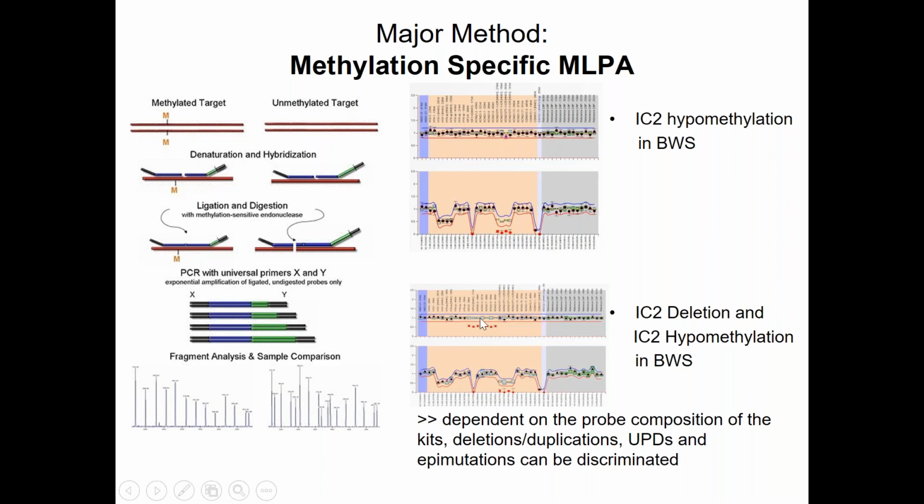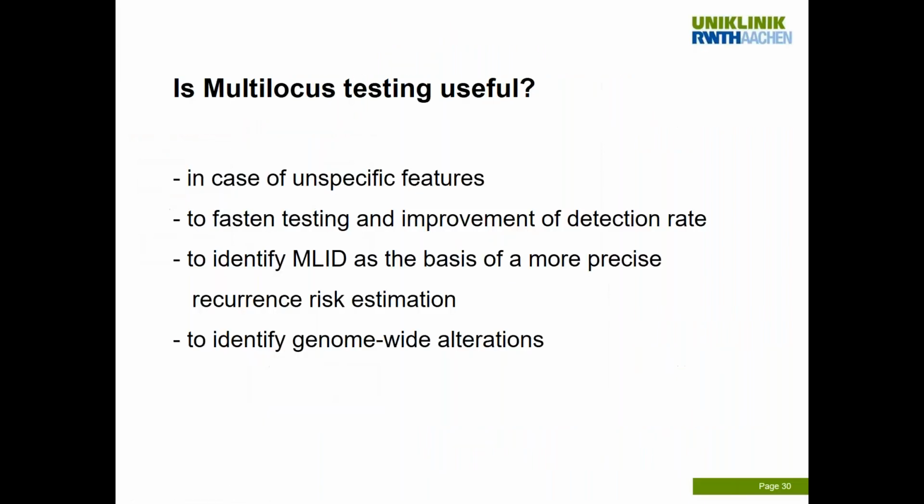Here you see that the deletion in 11p, shown in the upper panel, causes a methylation shown here in the lower panel. So multi-locus testing, I have already mentioned that. Multi-locus testing, is that really useful, or is it necessary? Is it sufficient to apply specific imprinting disorder tests?